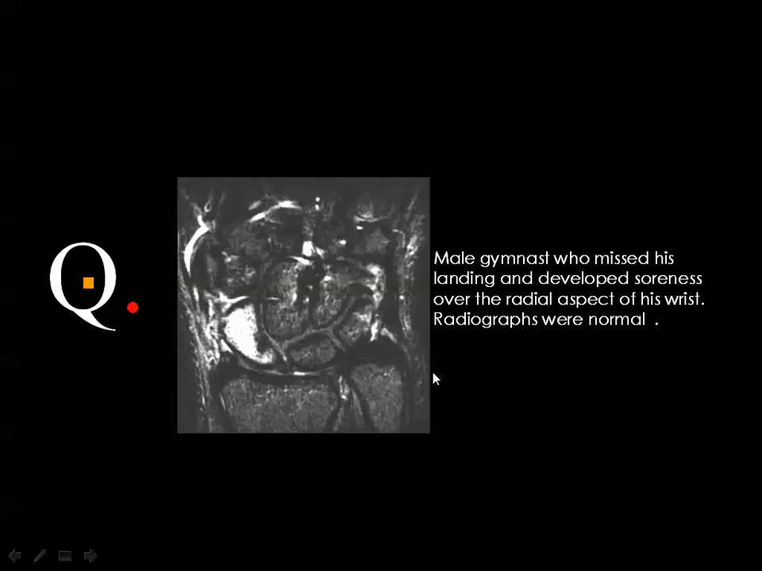And this is the scaphoid showing almost diffuse bone marrow edema. There are no fractures, and this is a male patient with obesity who was landing and developed soreness over the radial aspect of the wrist joint. The radiographs were normal. This is just bone marrow edema, which is one of the sequelae of trauma.